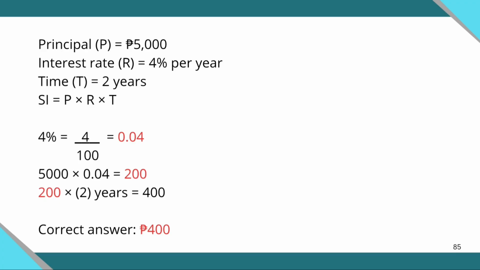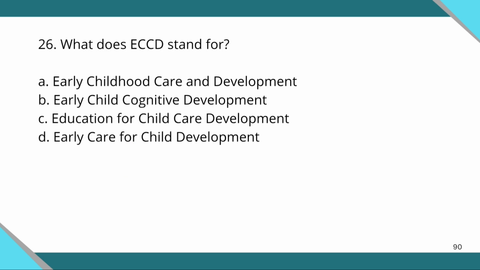Since he borrowed the money for 2 years, we multiply the yearly interest by 2. 200 times 2 is equal to 400. By the end of 2 years, Juan will have to pay 400 pesos as simple interest. Therefore, the correct answer is letter C. 400 pesos.